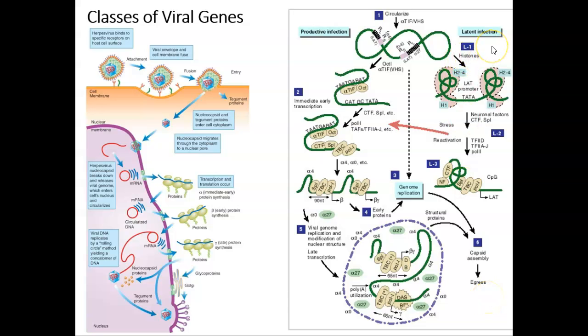Now, in latent infection, what this is showing you here is you've got some proteins, histones or histone-like proteins, that can bind up the DNA. That's going to prevent transcription. We've also got other latency-associated transcripts that are going to degrade any messenger RNAs that manage to get transcribed with the microRNA silencing. And so this is our latent side. And then in here, if you have stress, you can get reactivation and then start your lytic infection.